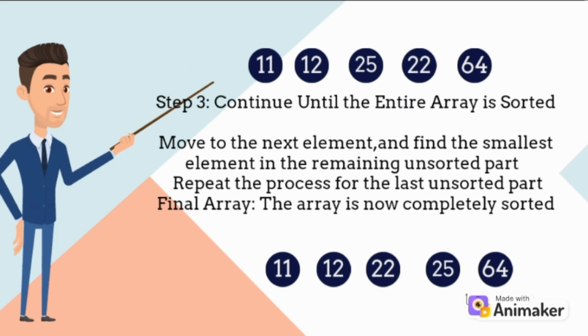Repeat the process for the rest of the array. Each time, find the minimum element in the unsorted portion and swap it with the first unsorted element. Continue this process until the entire array is sorted. For example, in the unsorted array 25, 22, and 64, the smallest element is 22. Swap 22 with 25. The array now looks like 11, 12, 22, 25, and 64. Now, only 25 and 64 remain unsorted, but since they are already in order, the array is fully sorted.